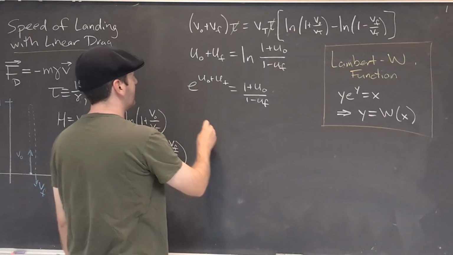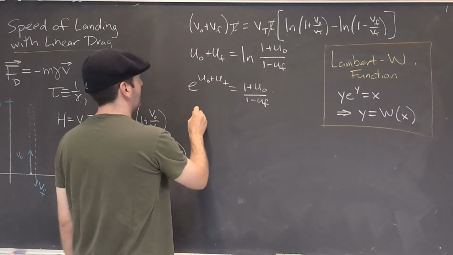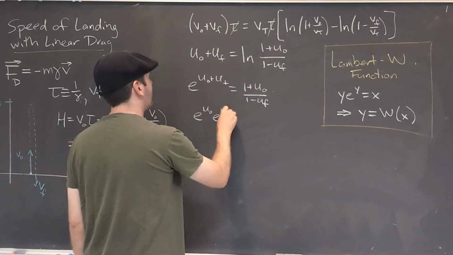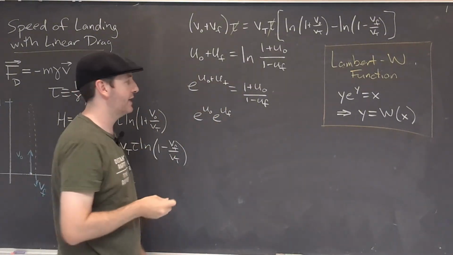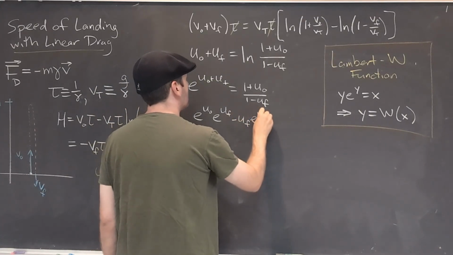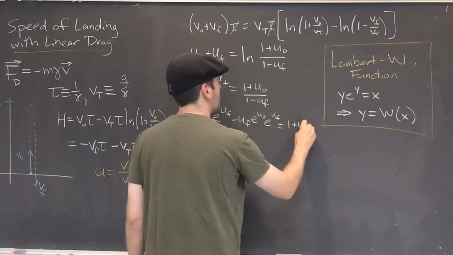So let's multiply over. We'll have, and I'll go ahead and expand. So I'll have e to the U-naught, e to the UF times 1. Notice I did actually split them up because I can do that with exponent rules. Minus UF e to the U-naught, e to the UF equals 1 plus U-naught.